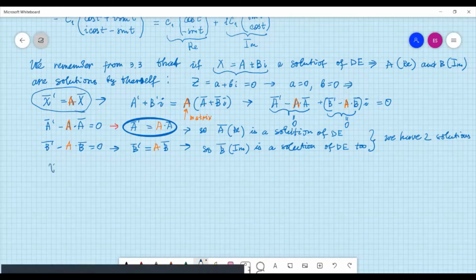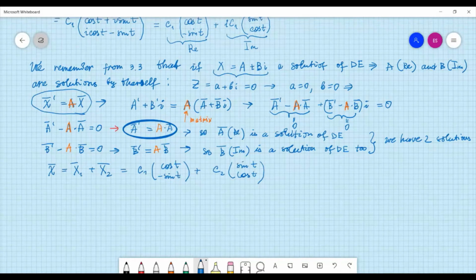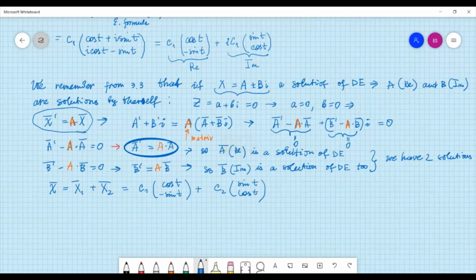So you can write down that the general solution is x1 plus x2. And instead of x1, you use the real part. So you write it down: c1 times (cosine of t, minus sine of t), and c2 times (sine of t, cosine of t). I'm hoping that I did not miss a minus anywhere. Why did I change this c1, which I had over here, to c2? Let me scroll down a little bit.